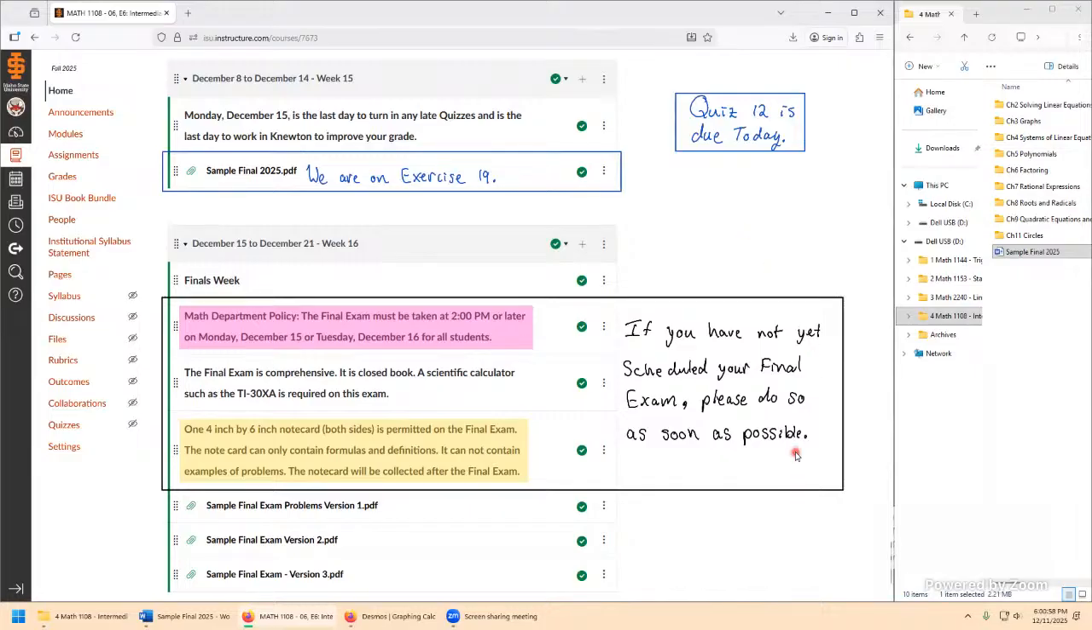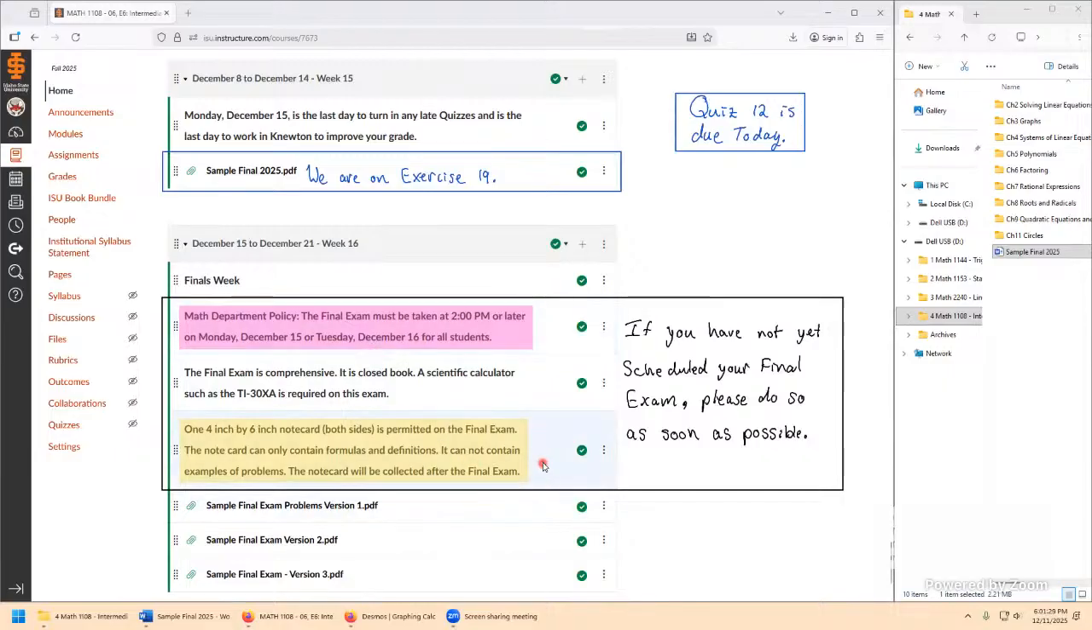If you haven't scheduled your final exam, please do so as soon as possible. If you're not sure where the link is to schedule it, I sent out a Canvas message in the inbox system here, which sends a message also to your ISU email, but you can also just send me a quick email and I'll get back to you right away with that link. The final exam has to be scheduled 2 p.m. or later on Monday or on Tuesday, December 16th, as per a math department policy. So just on those 2 days.